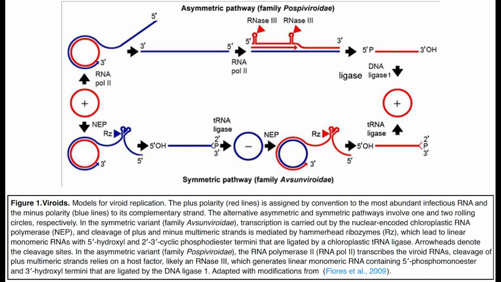And then this is the symmetric pathway. It goes through this process here. Again, not very articulate, I suppose. But basically, both of these processes terminate in this circular RNA, and then that continues to be replicated. And here, models for viroid replication. There are different polarities. That talks about the red lines versus the blue lines, so positive and negative polarity.